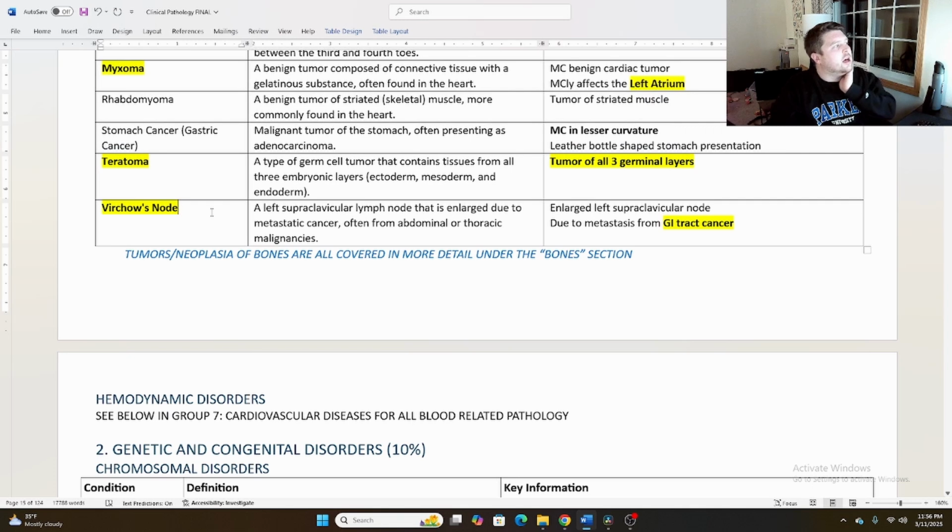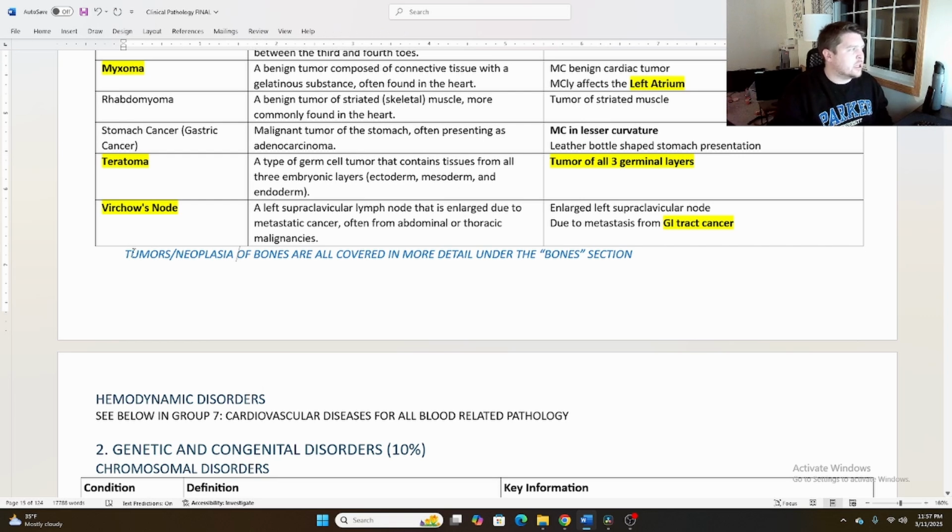Virchow's node, you almost always get a question about Virchow's node as well. They like to ask about the Virchow's node. This is where, when we have stomach cancer or some type of cancer of the GI tract, you end up getting a lymph node that gets cancer in it right here on the left side, just above the clavicle. That is because our lymphatic system from the whole GI tract goes up and drains right by the left clavicle into the left subclavian vein. So any type of metastasis from the gut is going to end up right there first.